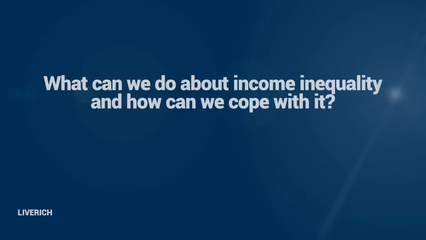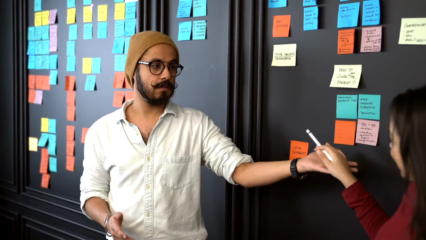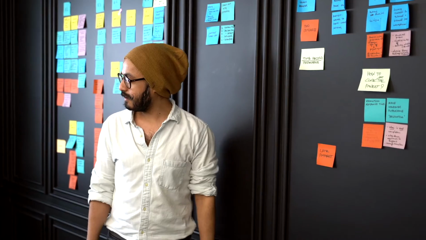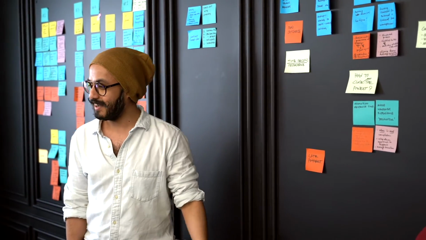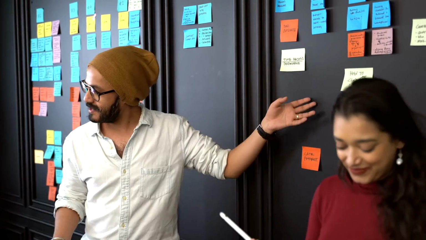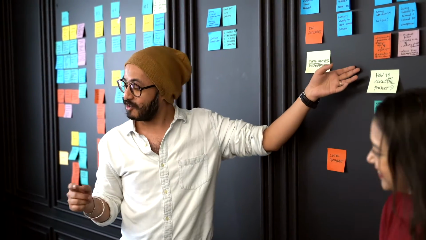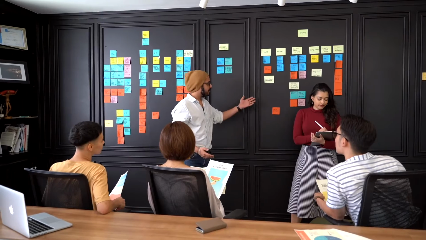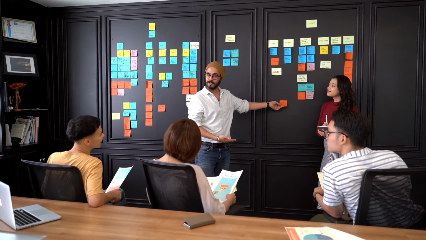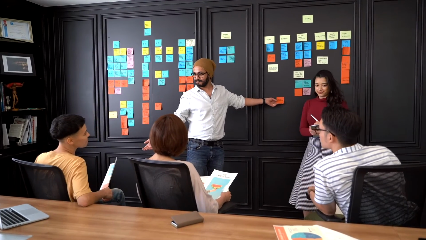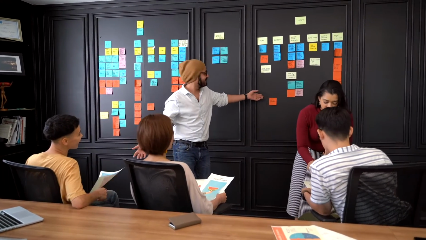So what can we do about income inequality and how can we cope with it? The solution is not to get angry, but to get educated. It is not to blame the other person, but to understand them. The solution is not to point fingers and assign blame, but to come together with a sense of mutual responsibility. We should be proactive in understanding the root causes of these problems and find solutions that are tailored for each person's situation.